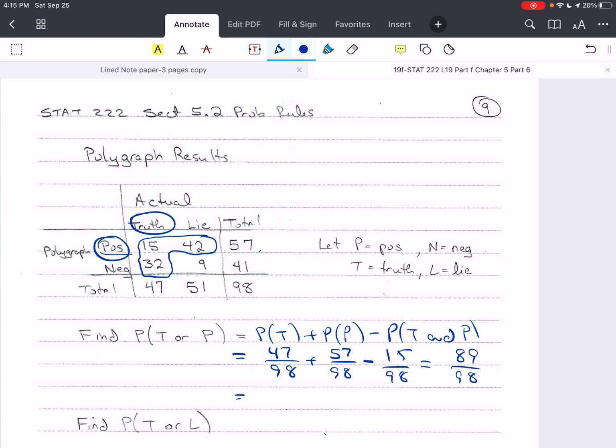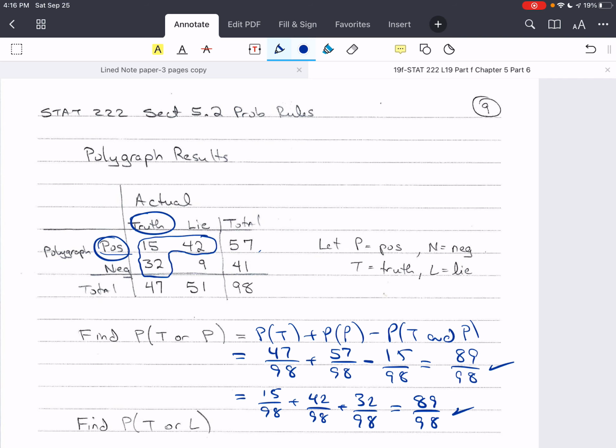And now I could just say it's equal to 15 plus 42 plus 32 over 98. Or if that's going too fast for you, I can do 15 over 98 plus 42 over 98 plus 32 over 98. I've only counted everyone in those two in the row and column once. So 42 and 32 is 74, 89 over 98. So you get the same answer.